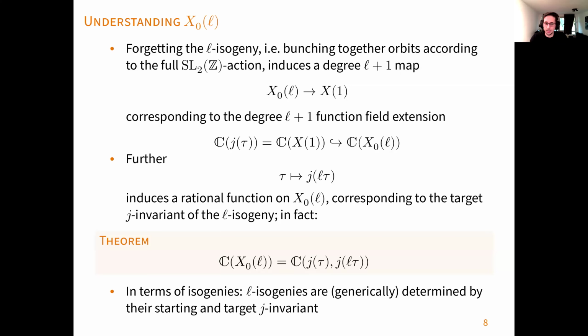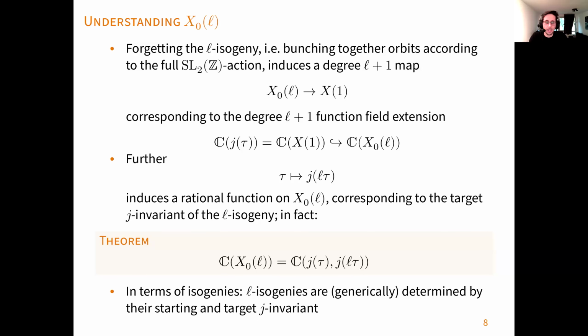What this is essentially saying, since X0L, or the non-compactified part of it, is just to be understood as l-isogenies, essentially, what this statement says, of this equality of these function fields, is that l-isogenies are generically determined by their starting and target j-invariant. Of course, there are some pairs of j-invariants where you have multiple l-isogenies between them if they are l-isogenous. But in most cases, if there is an l-isogeny between them, then it is unique. And that is captured in this equality of function fields here.